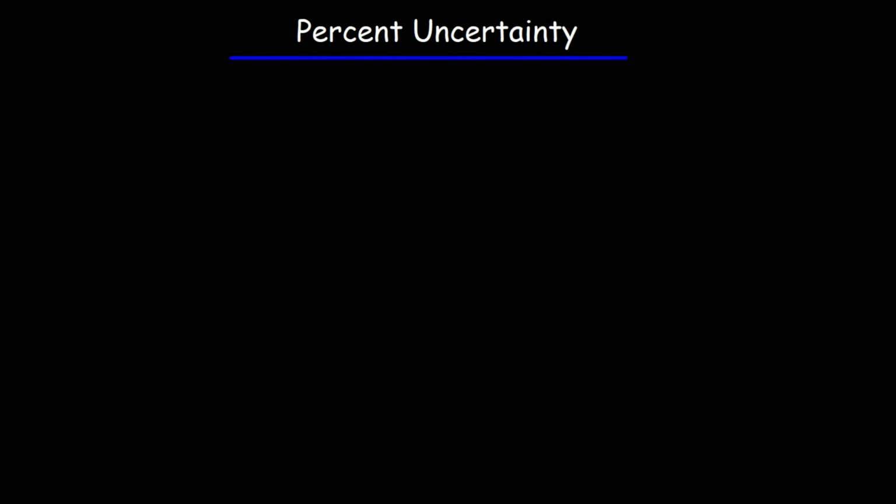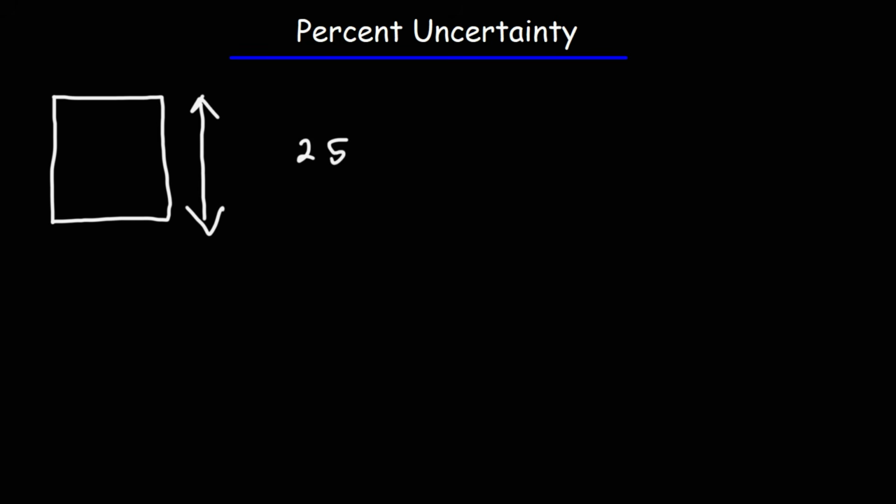In this video, we're going to talk about uncertainty, specifically absolute uncertainty, relative uncertainty, and also percent uncertainty. So let's say we have a book and we wish to measure the length of the book. Using a ruler, we estimate that the measurement is 25.4 centimeters. Now we're fairly certain that it's about that much, but we're not precisely sure.